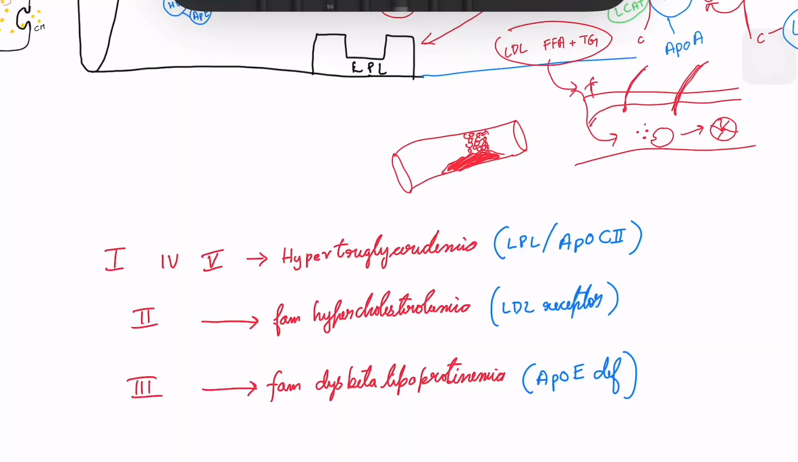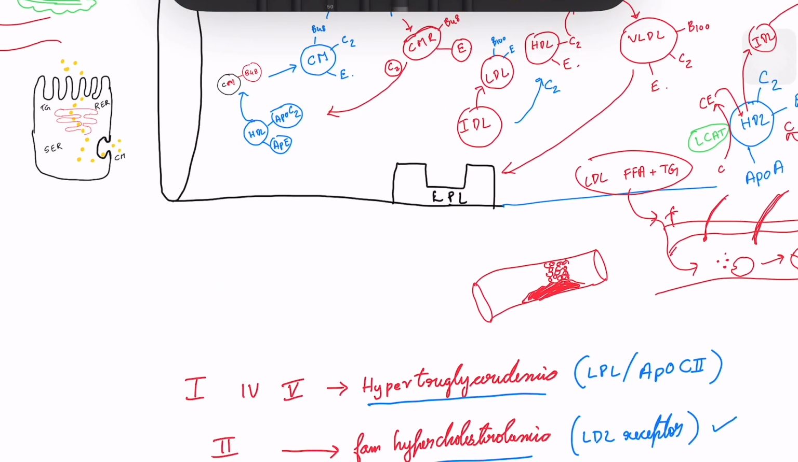So basically, according to WHO, there are 5 types of hyperlipidemias. Type 1, Type 4 and Type 5 are classified as hypertriglyceridemia. Type 2 comes under hypercholesterolemia and Type 3 comes under familial dys-beta-lipoproteinemia. In hypertriglyceridemia, usually there will be defect in lipoprotein lipase enzyme or Apo C-II. In familial hypercholesterolemia, there will be defect in LDL receptor, and in familial dys-beta-lipoproteinemia, there will be defect in Apo E. Now we will see how this defect occurs in the pathway.